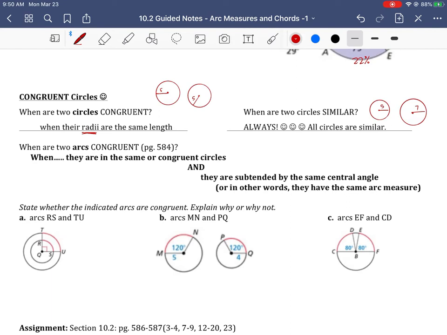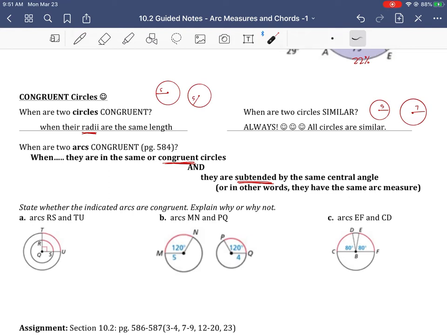So when are two arcs congruent then? If we're comparing arcs in different circles, when are they going to be the same? So the first condition is they just have to be in congruent circles. In other words, when you look at the circles that they're in, those radius lengths have to be the same, and then they have to be subtended by the same central angle. So they have to have the same arc measure.